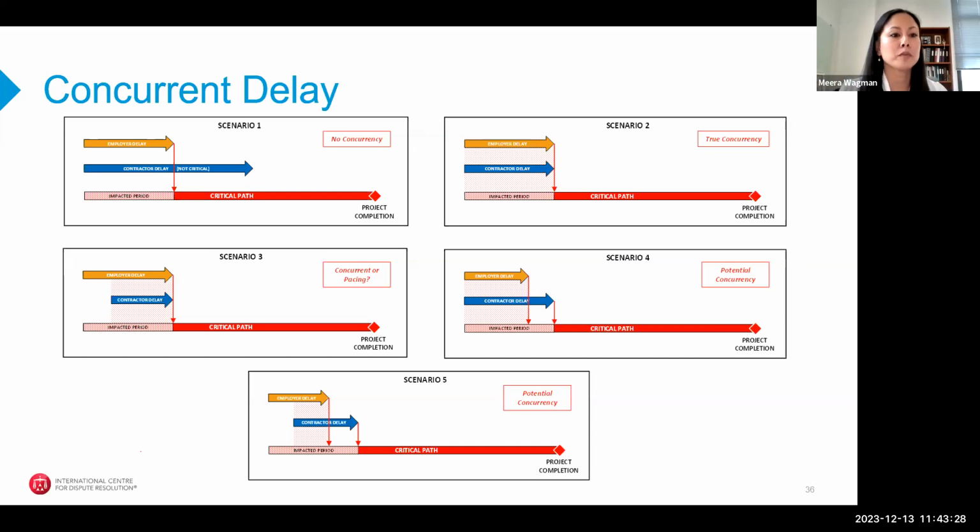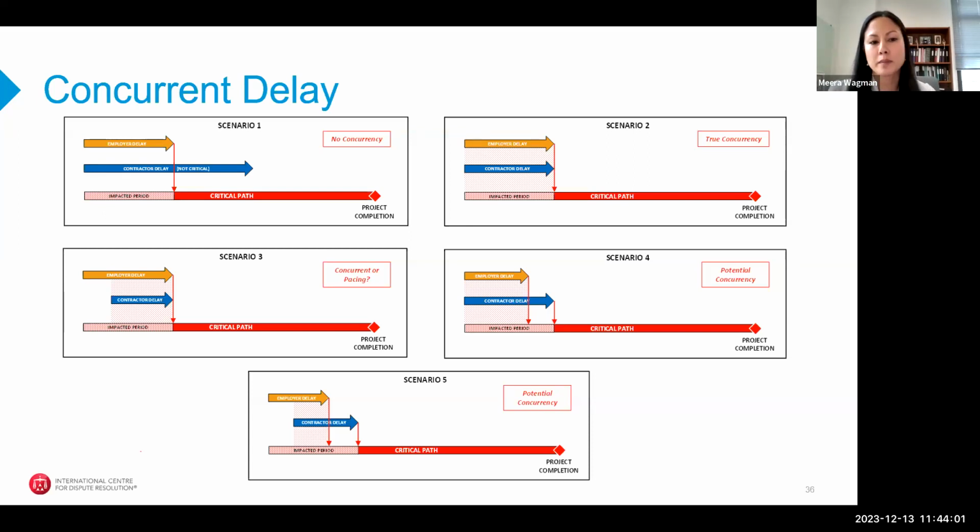Scenario 3 moves into the concept of pacing and timing of delay. So another debate in concurrency is which delay happened first. Was the full impact of that delay known at the start of the impact? There's a lot of different factors you have to take into account. So in scenario 3, the contractor delay, which started after the employer event delay started, could be the contractor pacing. Or it could be that these 2 are concurrent for the overlapped period.